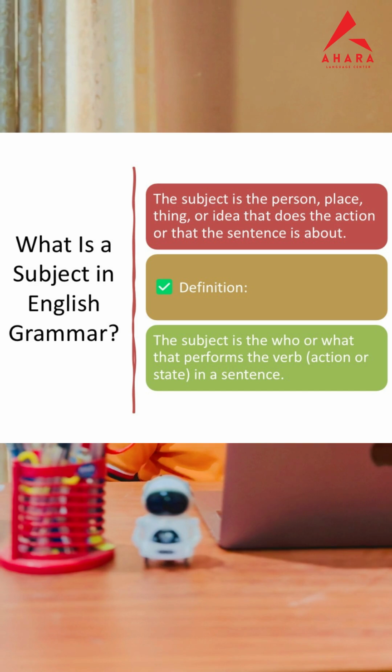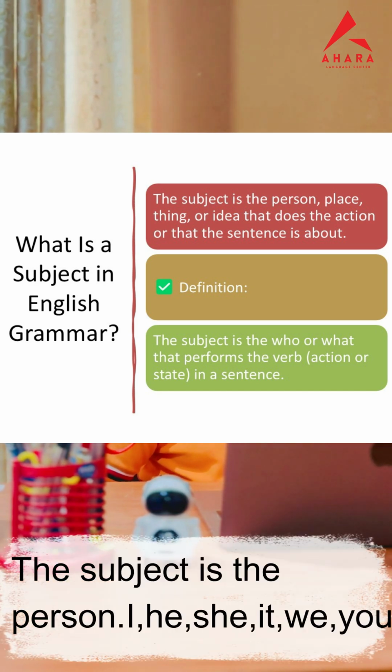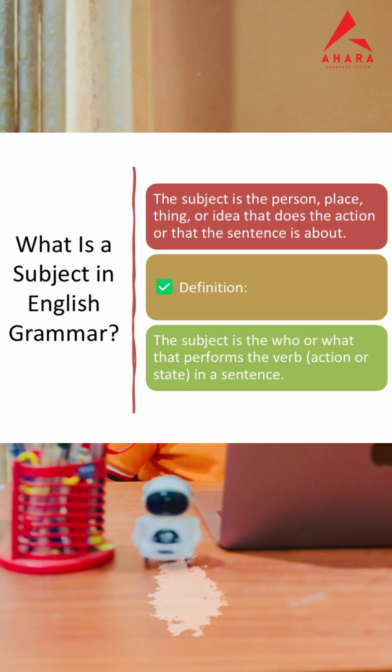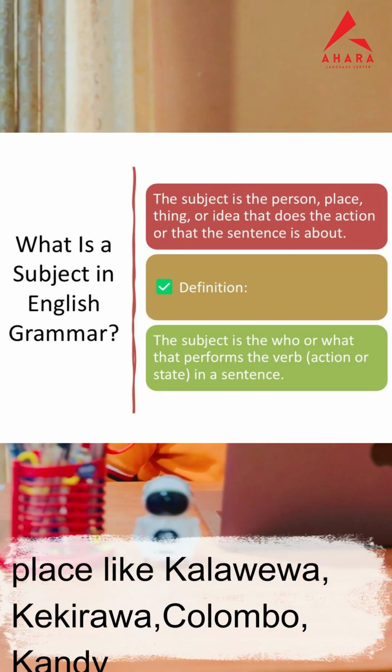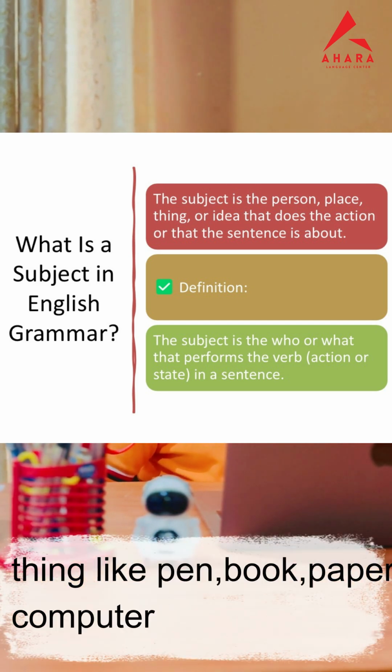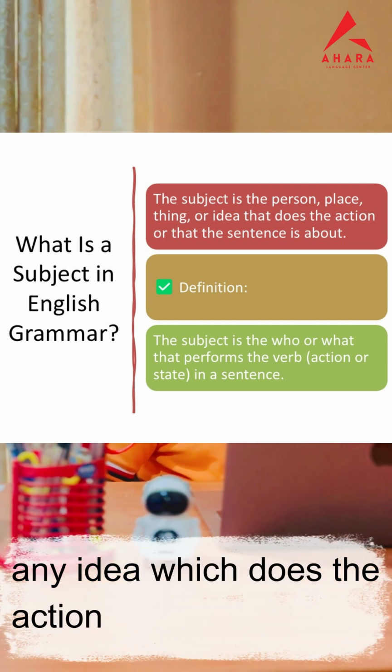Let's see. What is the subject in English grammar? The subject is the person. For example, I, you, he, she plays, Colombo, Candy, Sri Lanka, India, thing, pen, book, paper, computer, any idea that does the action or the sentence is about. So keep it in mind. We have to know what the subject is in any sentence to follow the correct grammar rules. Otherwise, we will make mistakes.